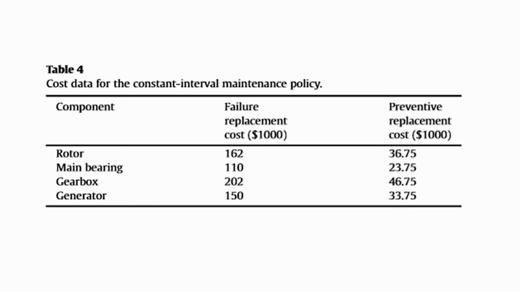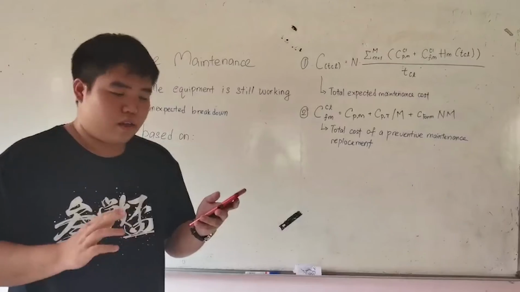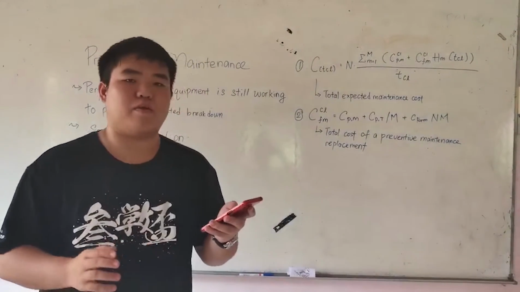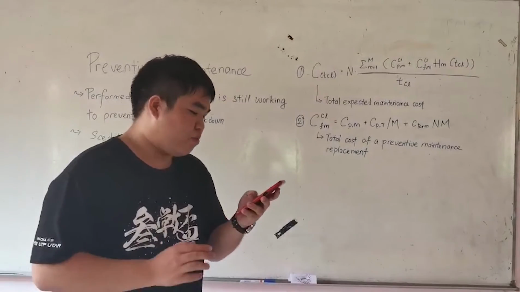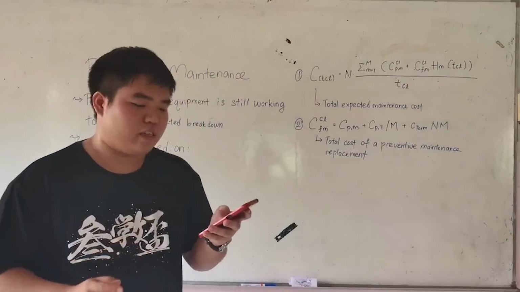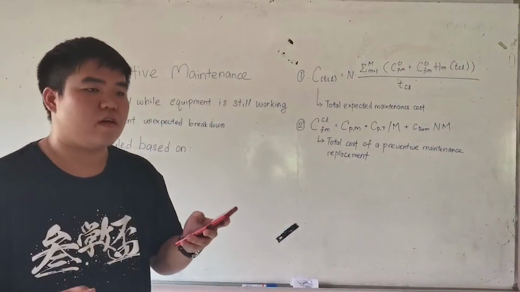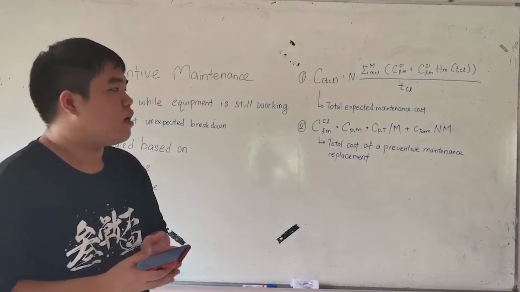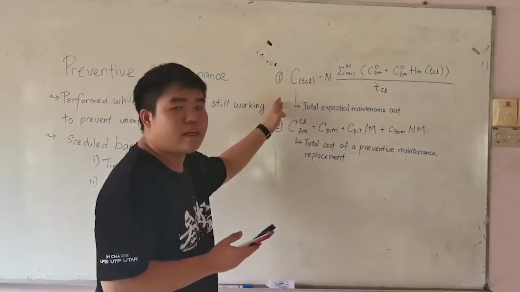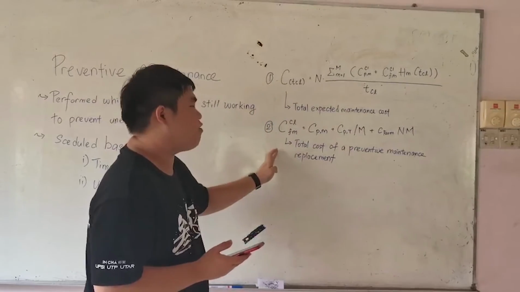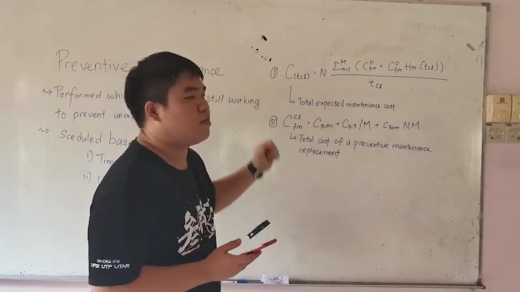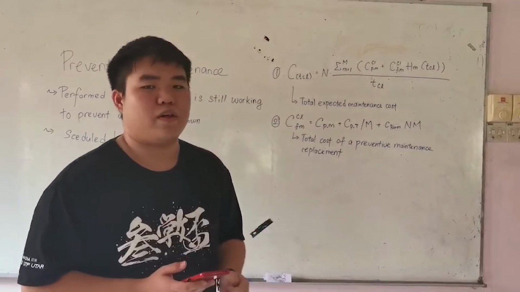In order to obtain the optimal preventive maintenance interval and its corresponding optimal cost, we will need to plot the cost per day versus preventive maintenance interval graph. So, to plot the graph, two values are needed, which are the total expected maintenance cost and the total cost of a preventive maintenance replacement. Data from the table will be inserted into these two equations for us to plot the graph.